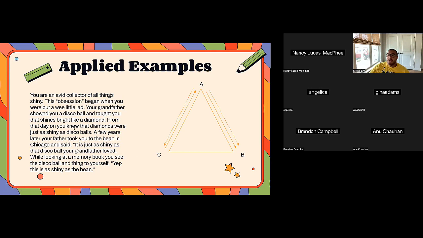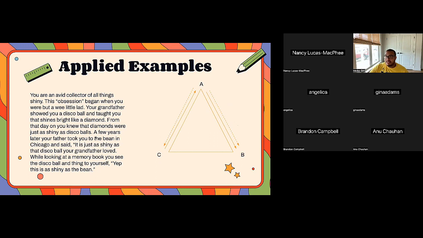From that day, you knew, so this is derived, that diamonds were just as shiny as disco balls. So I have B back to A. So we have A to B, and then we have that reverse. I have my triangle the wrong way, so disregard. But we have this symmetry here, right?